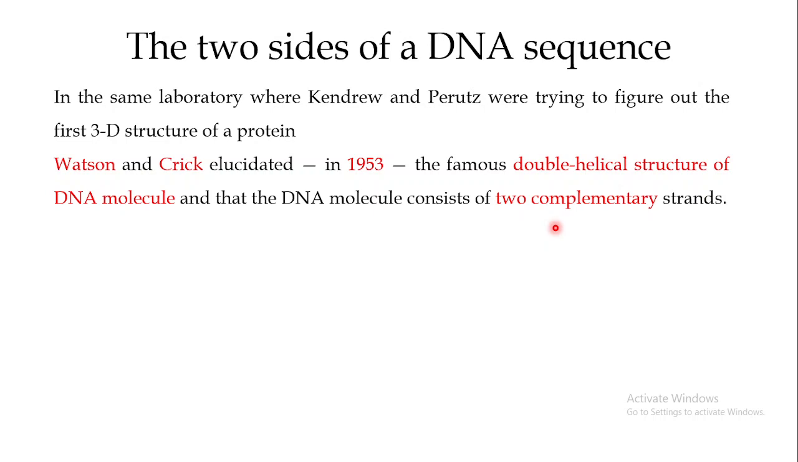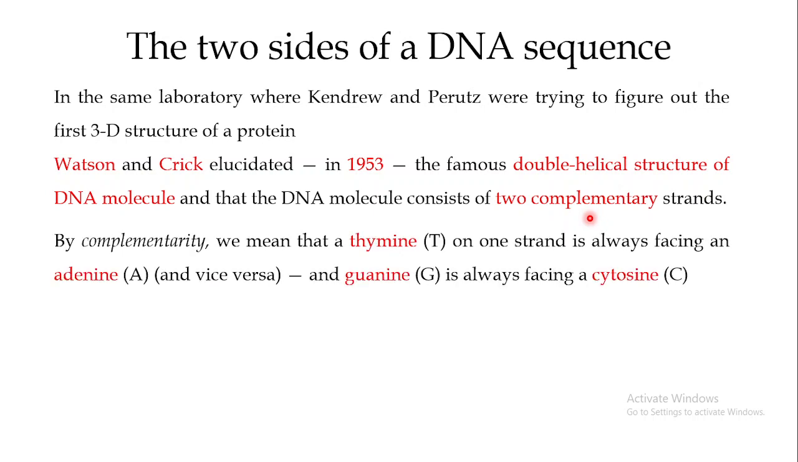So what do we mean by these two complementary strands? By complementarity we mean that the thymine on one strand of a DNA is always going to face an adenine on the other strand of the DNA. Similarly, the guanine on one strand of the DNA is going to face a cytosine on the other strand of the DNA and vice versa. So if on one strand there is thymine, that is going to attach with the adenine, and if there is adenine, that is going to attach to the thymine. The same will be true for the guanine and the cytosine.